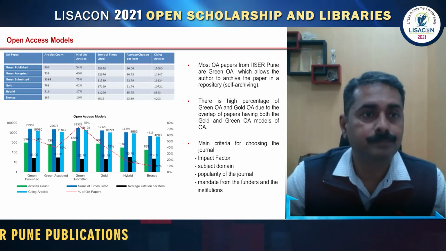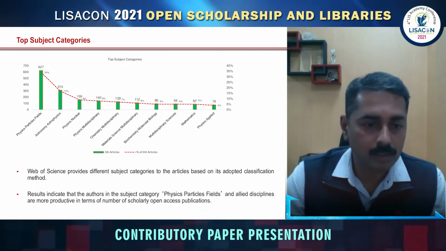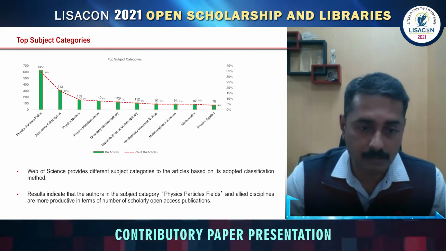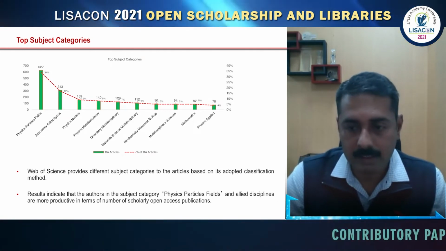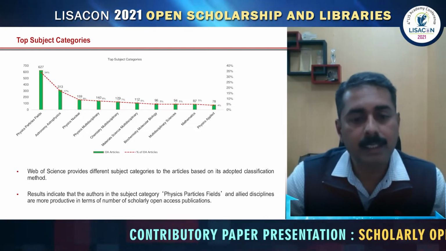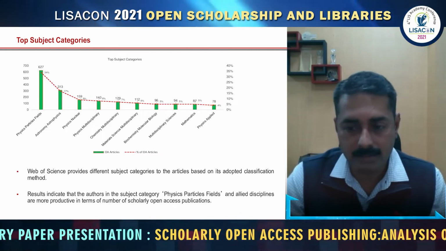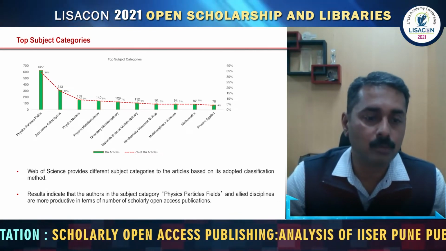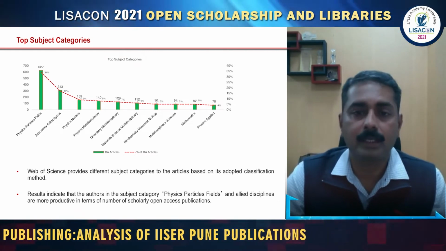So these are the top subject categories according to the classification. Web of Science provides different subject categories to the articles based on its adopted classification method. Results indicate that the authors in the subject category physics, particles, fields, and allied disciplines are most productive in terms of number of scholarly open access publications.